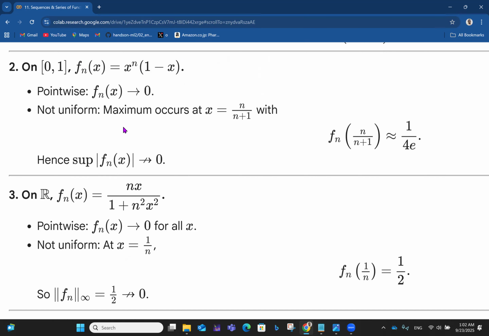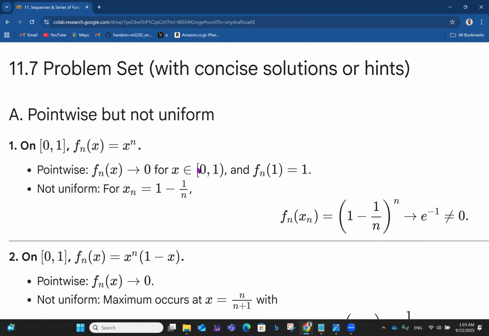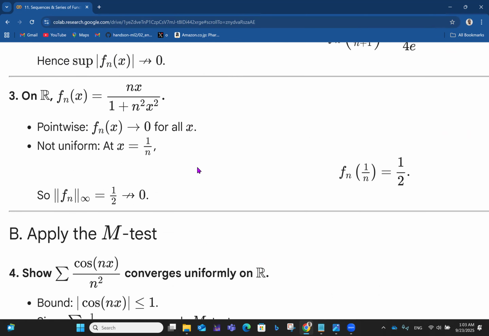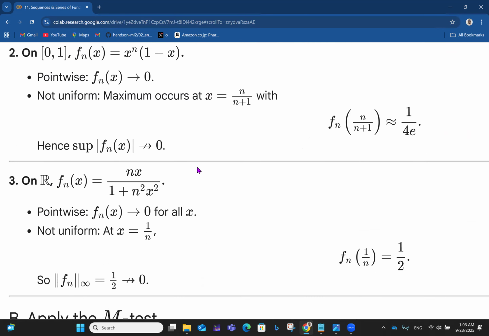Correct. So not uniform. For the maximum, of course, you need to differentiate this and equate to 0. So we expect to see something like x equals n over n plus 1, with fn of that being approximately 1 over 4e. Hence, the supremum of the absolute value of fn of x does not approach 0. So in this case, it is pointwise convergent, but not uniformly convergent. We've seen that for these first two.